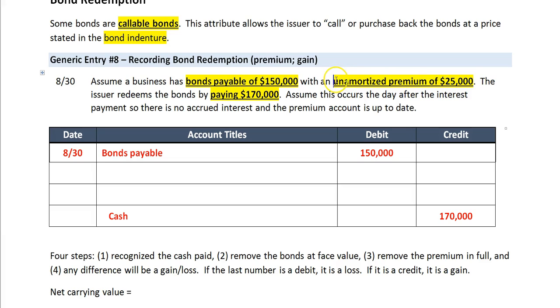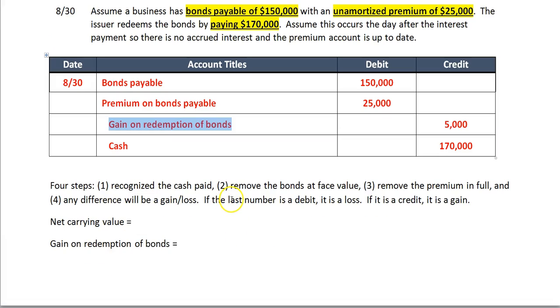They have an unamortized premium of $25,000. A premium has a normal credit balance. So in order to take it off, we have to debit the premium on bonds payable. All right, the third step here is to make this balance. So this is 175, this is 170, so I need 5,000 on the other side. So since it's on the credit side, we're going to call it a gain. If the last number is a debit, it's going to be a loss, but ours isn't. Ours is a credit, so therefore it's a gain.